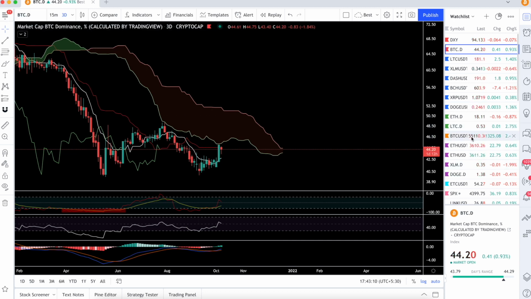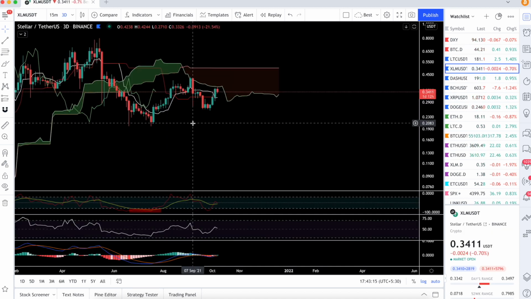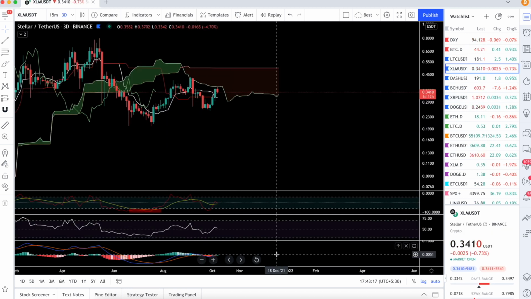So Stellar Lumens is looking just fine. We had an amazing run. We have just flipped to the green side on the 3D chart, and I'm very sure we will be flipping to the green side on the weekly. And once the whales and the bots see that, we are going to see incredible pumps.